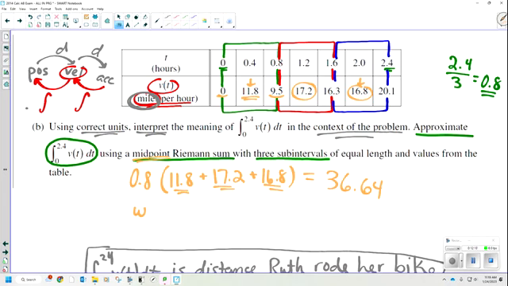Approximate. Now, they're not telling us we have to label it, but you know what? It starts out with saying using correct units. So I'm going to put units there. Again, we're dealing in miles.